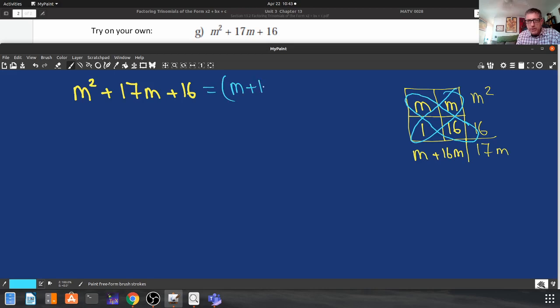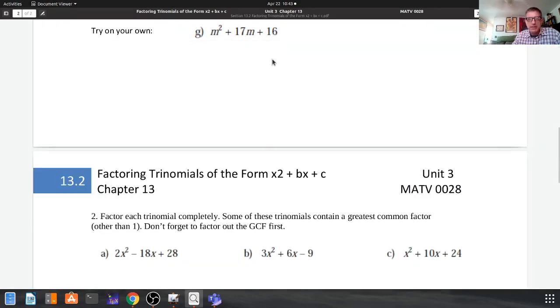Because it's really frustrating if you're able to fill out the entire table, but then you forget how to extract the factorization from this information. So if you got that, then you're doing really well. So let's go to the next page.